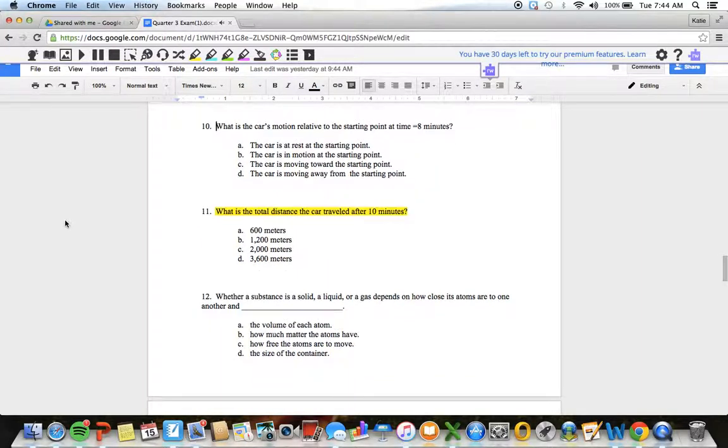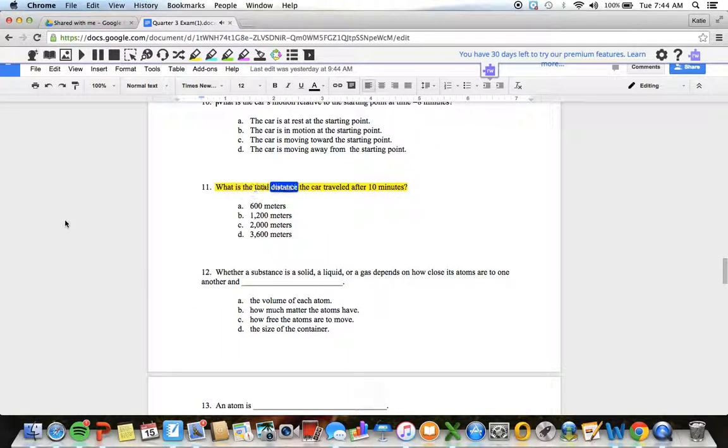11. What is the total distance the car traveled after 10 minutes? A. 600 meters. B. 1,200 meters. C. 2,000 meters. D. 3,600 meters.